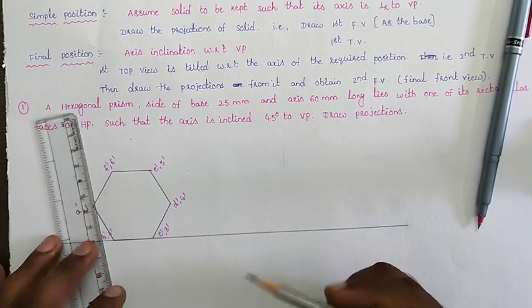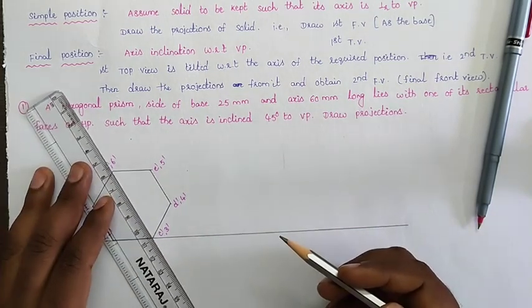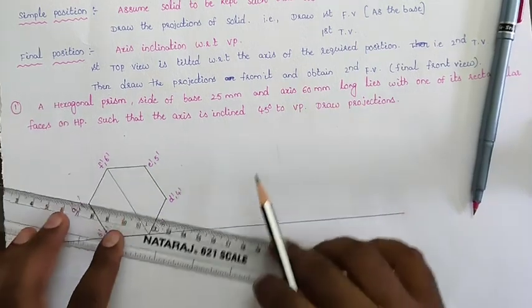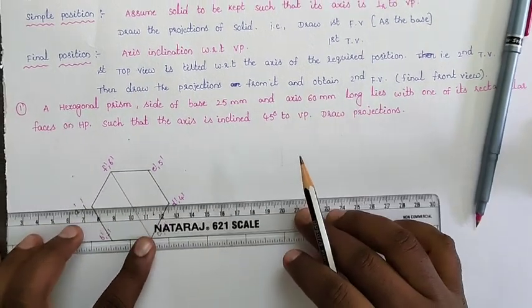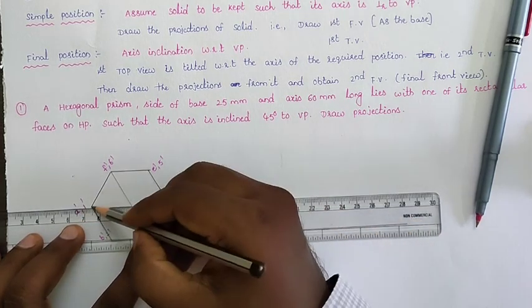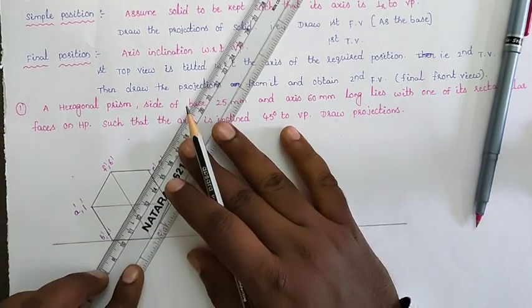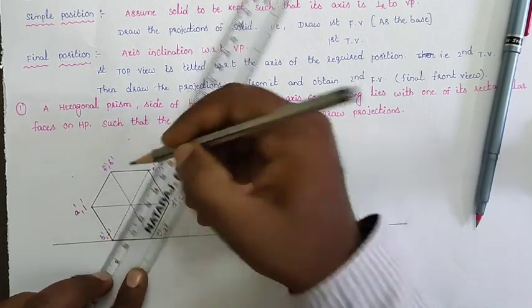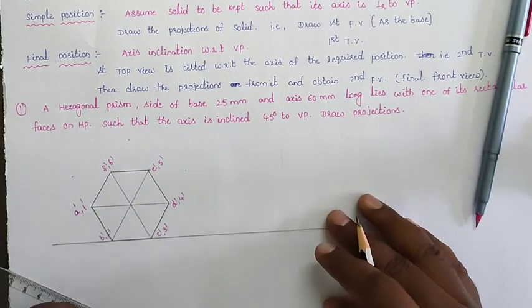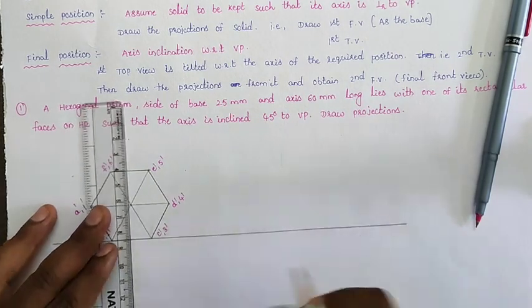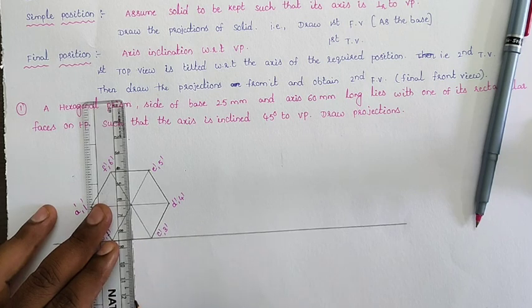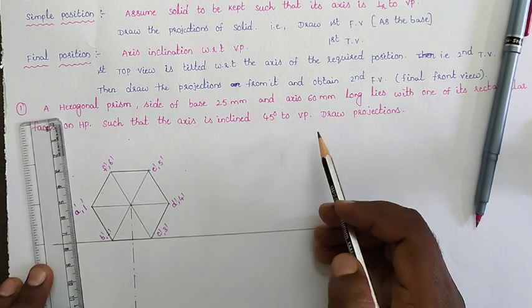After drawing the front view, next we will locate the center of this front view. By joining the opposite diagonals, we will find the center. So this is the center of the front view of our diagram. From the center we will draw the axis line. The axis length, as given in the problem, should be 60 mm.